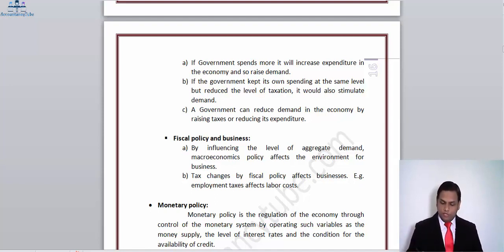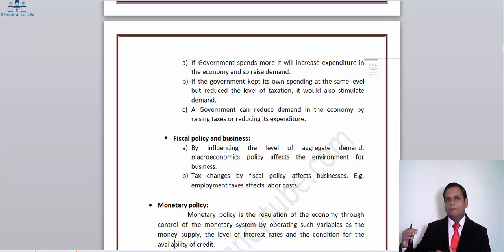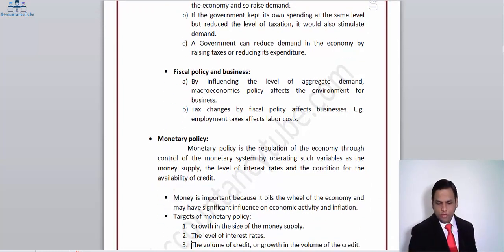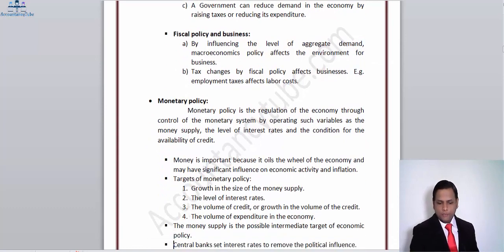However, tax changes by the fiscal policy affect businesses. For example, employment taxes affect labor cost. If the employment taxes are increased, it will have a direct effect on our labor cost. If the VAT is increased, it will have a direct effect on our material cost, because the tax will be put on each stage of the value addition. So that's for fiscal policy.